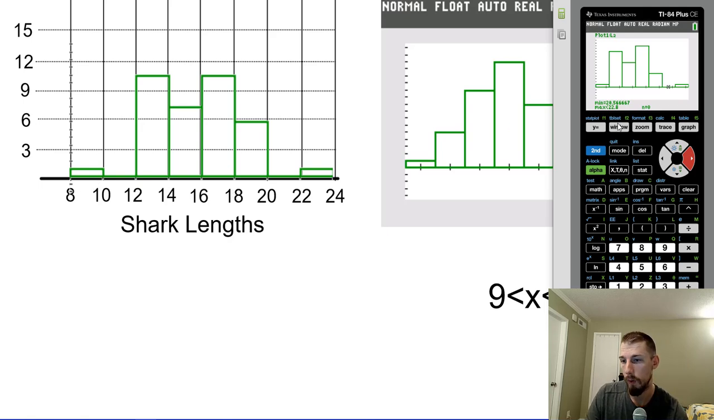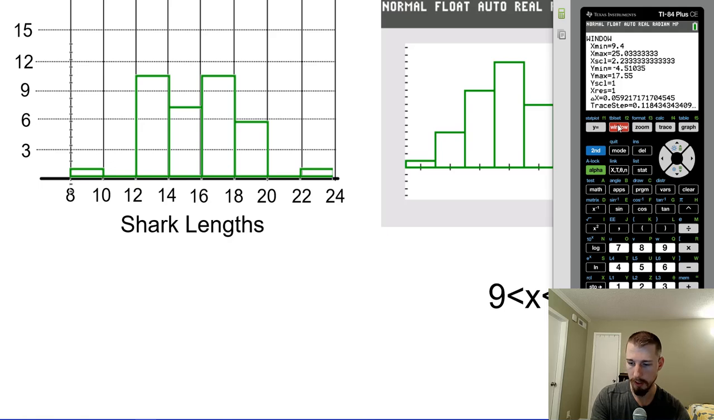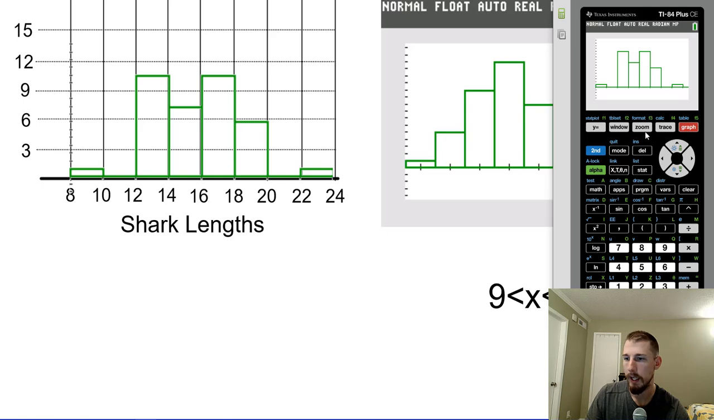So go to your window button. Of course, you guys don't have to do all this because it's a lot of data to put in there. For the minimum, I'm going to do 8. The maximum, I'm going to do 24. Bin size of 2 for the X scale. And then I'm going to hit graph. And now it should match up. Oops, sorry, just graph.